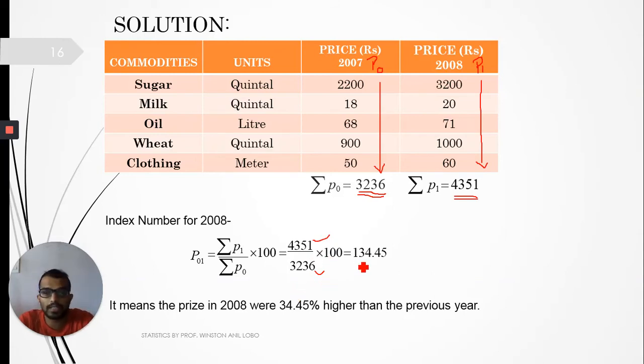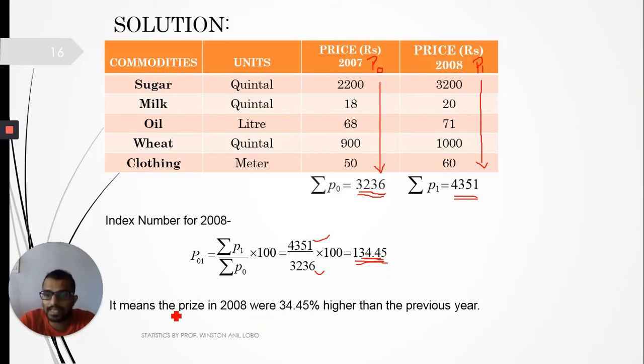How much are you getting as the answer? 134.45. This is the answer you're getting. Now students, what does this mean? It was 100, right? Now it is how much? 134.45. So how much more is it? 34.45 more than 100. So how do we give the conclusion for that sum?